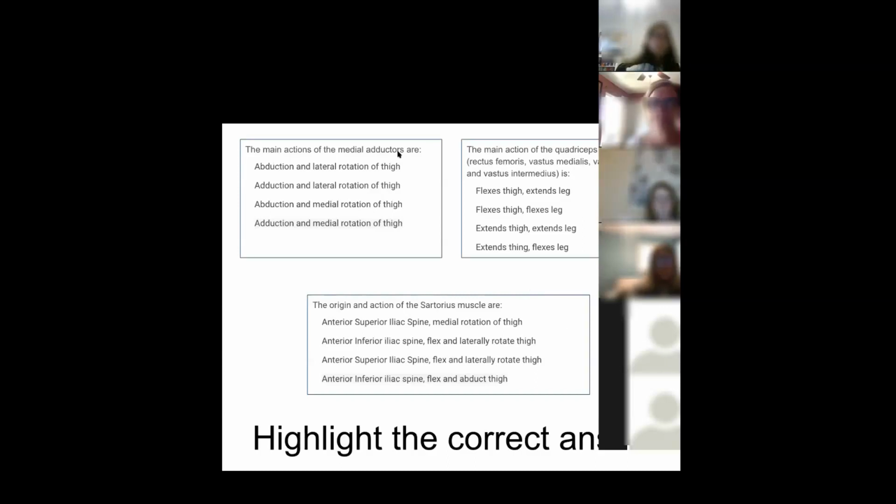Wait, what was that second one? The one about the quadricep? Did you say the last one? The quadricep is going to flex the thigh. The first one is, what is it doing to the thigh joint? It's bringing your knee up, so it's going to create a smaller angle at your thigh. So it flexes the thigh, and it extends the leg. So that's going to be A. And then the last one's D, you said?